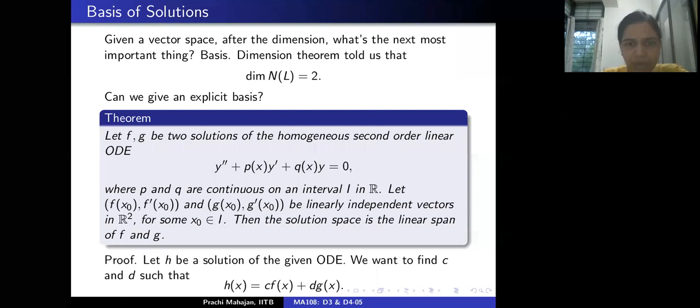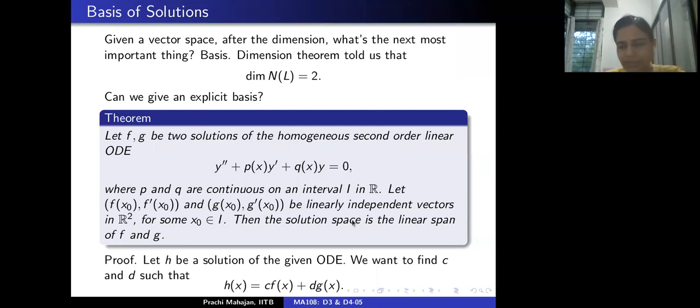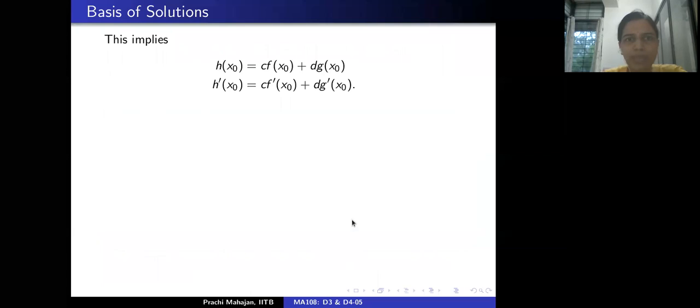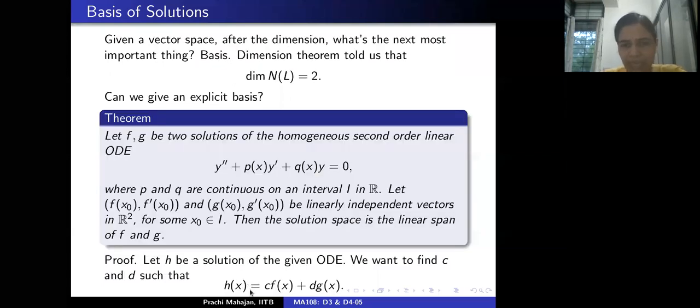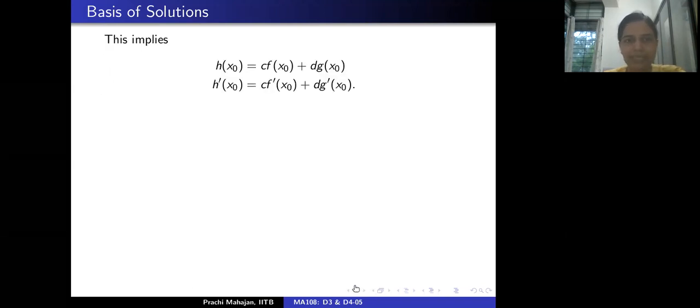I have information about something happening at the point x naught. So let's just use that information. What is it I know? If this were to be true, then you just plug in at the point x naught. So this is what I want to hold throughout the interval I. Maybe I'll edit that when I put it on Moodle. So I want this for all x. So I plug in x equal to x naught. This has to be true for all x, so the same has to be valid for the corresponding derivatives also.